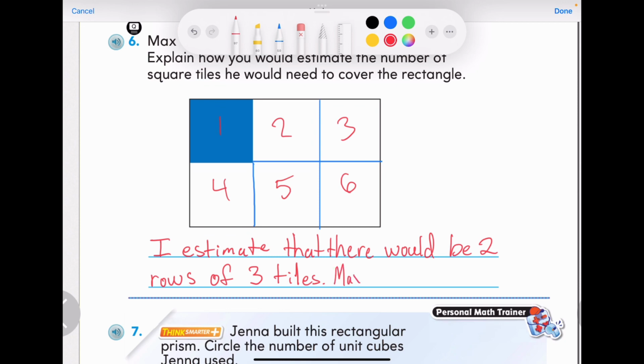Max needs 6 tiles in all. So the reason how I know my rows, 1, 2 rows, and counting out 1, 2, 3. So I have 3 in each row, 3 tiles in each row.